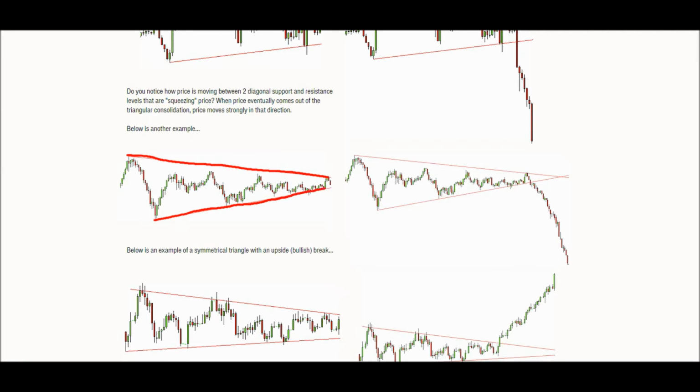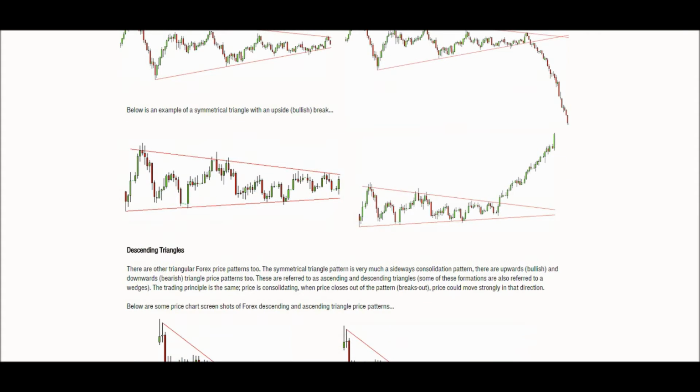These are real life price charts. They're just screenshots. This is a screenshot of the same chart. It's just showing the breakout this time. When we eventually close out of the triangle, we move in the direction of the breakout, and we have an upside break here, another symmetrical triangle. We have the breakout to the upside, and price rallies, it moves higher.